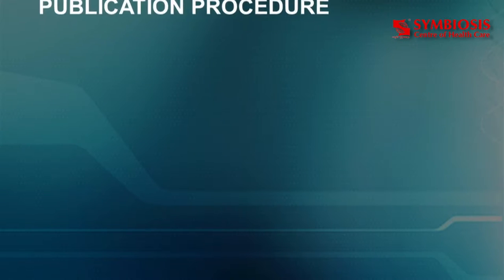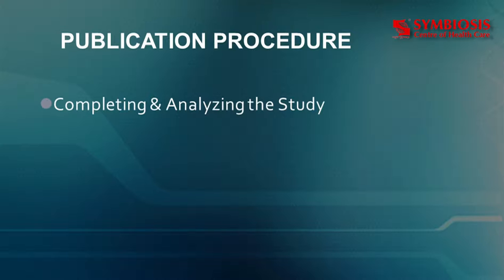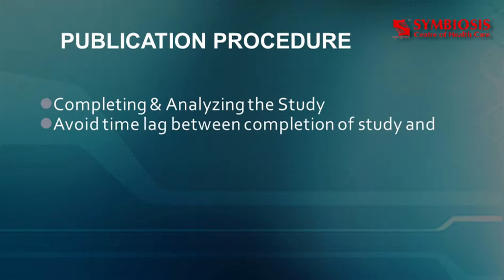But let us understand now how the publication procedure happens. The publication process starts with completing and analyzing the study, because unless we complete the study and analyze the data, we will not be able to publish the findings of the study. So, the first step is to complete the study and then analyze the findings, and one must ensure that we avoid the time lag between the completion of the study and writing it out. If there is a longer time gap, then there is a possibility that you just forget things that you had done, and therefore, it is important that we avoid the time lag between the completion of the study and writing it out. Then the next step comes about the selection of the journal.